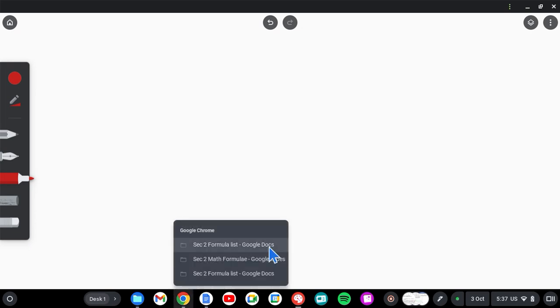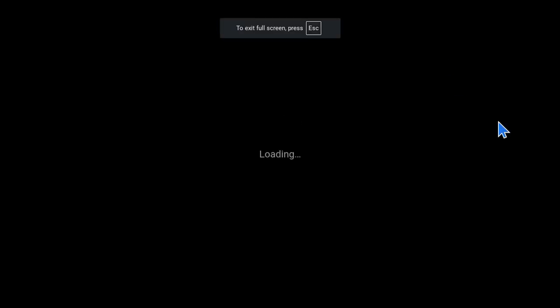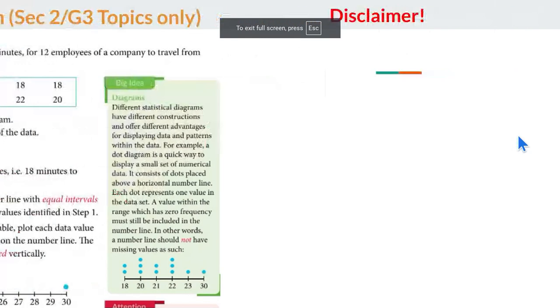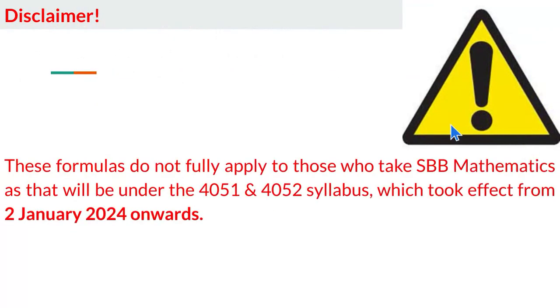On this note, I would like to give a disclaimer first. It does not fully apply to those who take SBB Maths, as that will be under 4051 and 4052, which is the combined Maths syllabus. It will take effect from 2nd January onwards. Any questions?